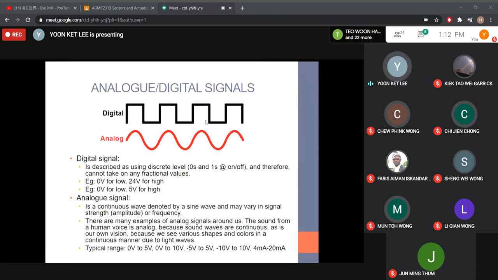There are many examples of analog around us. The human voice is analog, because sound waves are continuous, as is our own vision, because we see various shapes and colors in a continuous manner due to the light wave. If you could only see black or white, then your eyes would be digital. If you can see other than black or white, maybe yellow or green, then it will be an analog form.